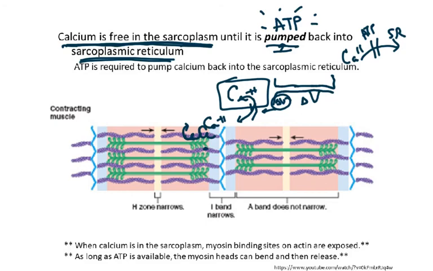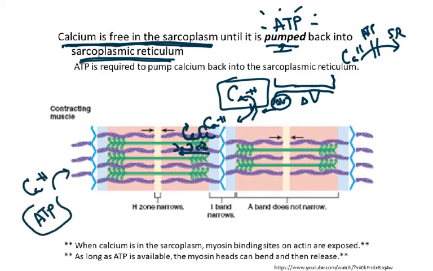Then, if ATP is available, the myosin heads bend and pull the actin toward the Z line, release, and as long as calcium is still there, they bind again. And then they repeat. They bend, release, and as long as calcium is still there, they bind again. So in order for this to happen, we need two things. We need calcium to be near the myosin and actin, and then we need ATP.